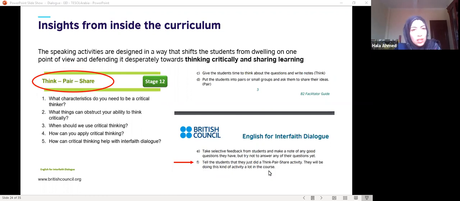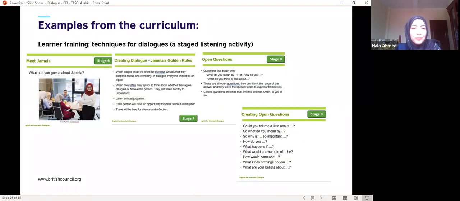But that's not just it. It's also supported by instructions from the facilitator's guide. As you can see here, the guide is telling the teachers that the students will be doing this kind of activity a lot throughout the course. Next one, please.